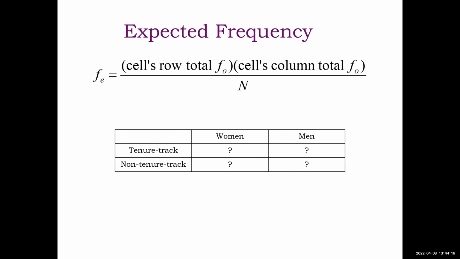Right. So first of all, our expected frequency. If everything is equal, how would we expect this to look? The way you calculate this is we multiply the cell's row total by the column total. So for this one, you multiply this by this. But of course, we see we have no values here, right?